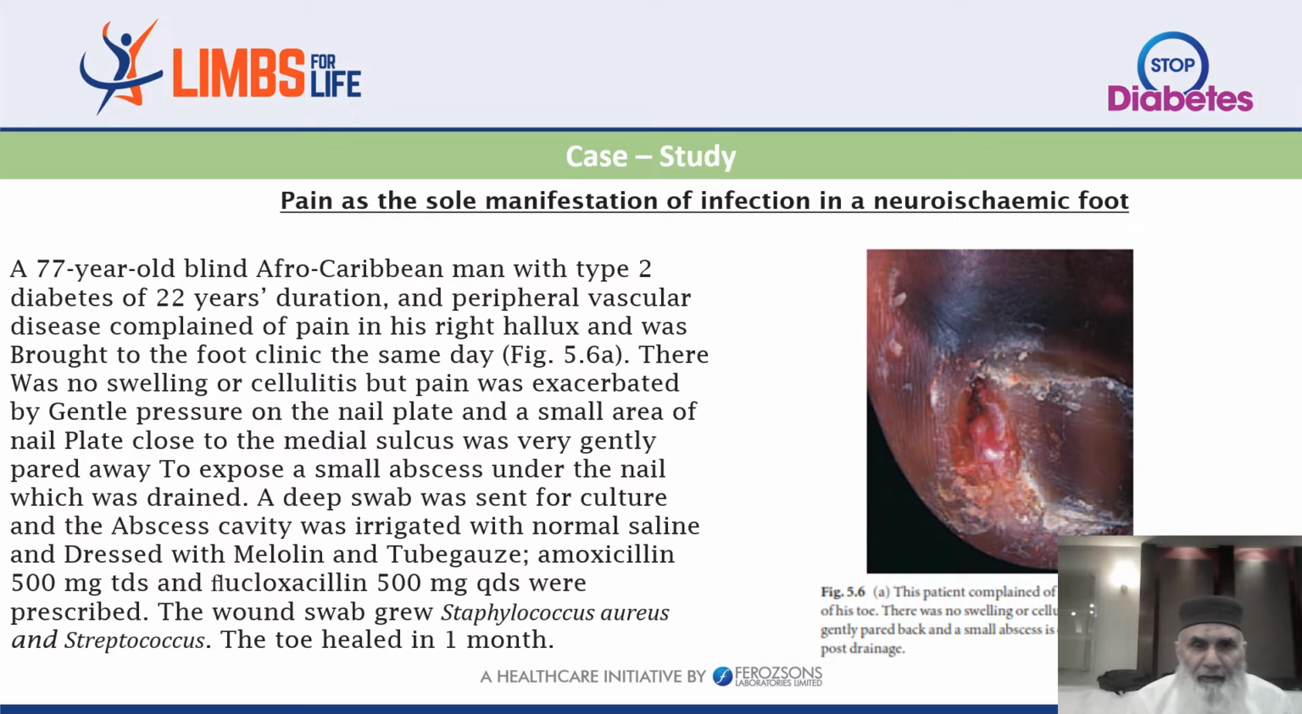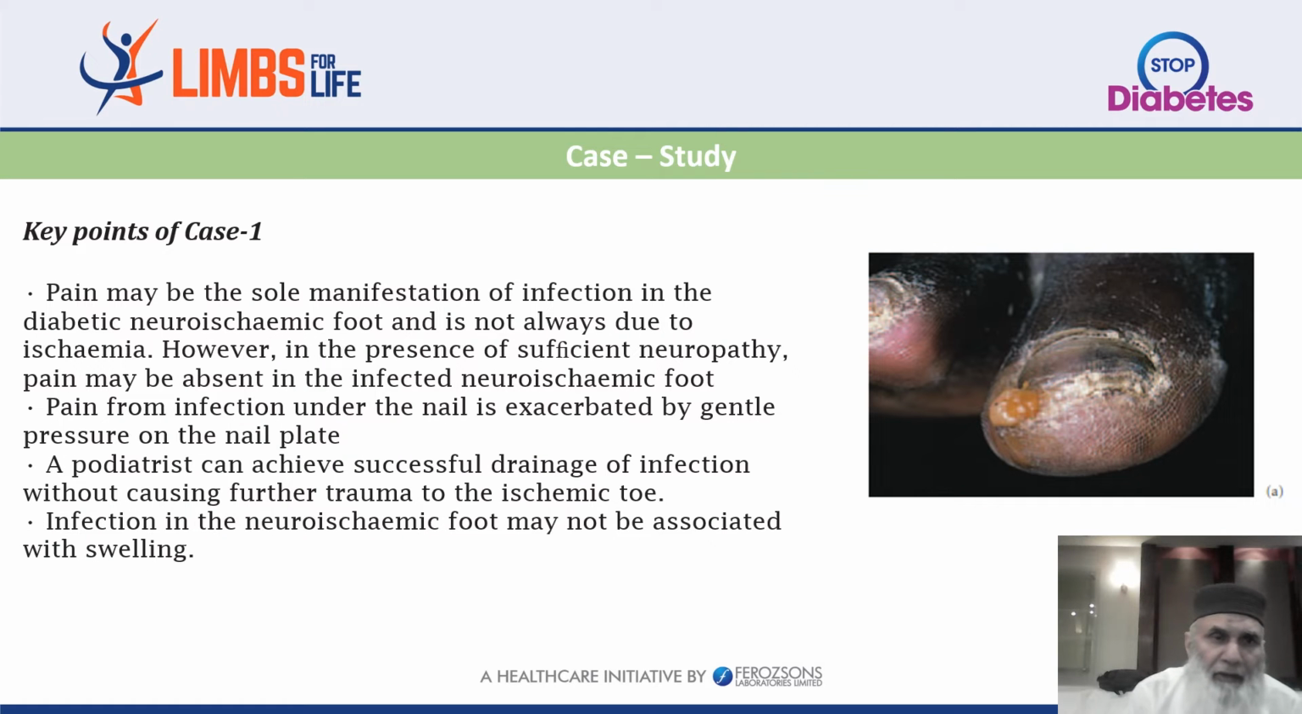A deep swab was sent for culture, and the abscess cavity was irrigated with normal saline and dressed with Mepilex and Tubigauz. Amoxicillin-clavulanate TDS and flucloxacillin 500 milligram QID were prescribed. The wound swab grew Staphylococcus aureus and Streptococcus, and the toe healed in a month's time. So sometimes it happens that if you take urgent steps, things are very comforting and very gratifying.